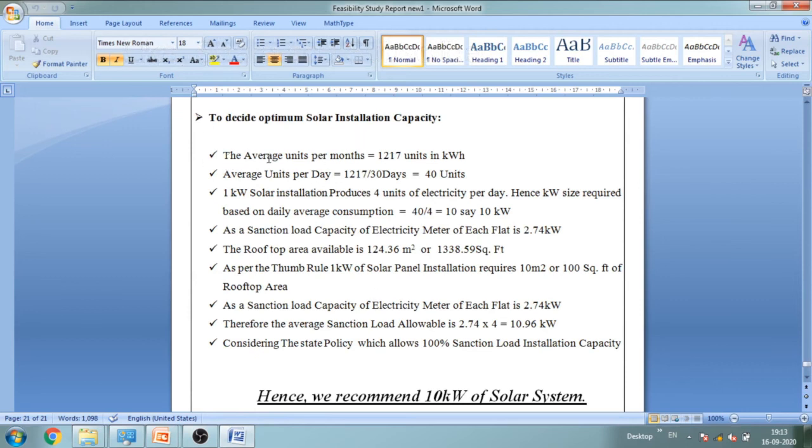The first is the average units per month that we have estimated according to the feasibility study, which is 1217 units in kilowatt hour. Average units per day we can calculate because these units are shown on a monthly basis. To find how much electricity is required by the consumer per day, we use this formula: average units per day is the number of units consumed per month divided by 30. From here we can see that 40 units are required by the consumer per day.